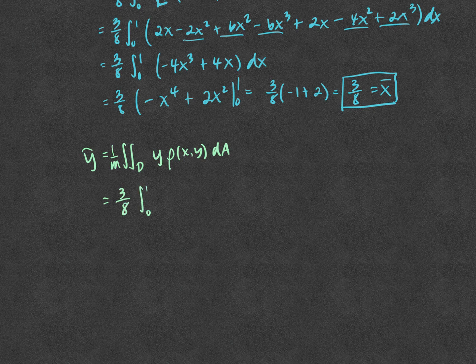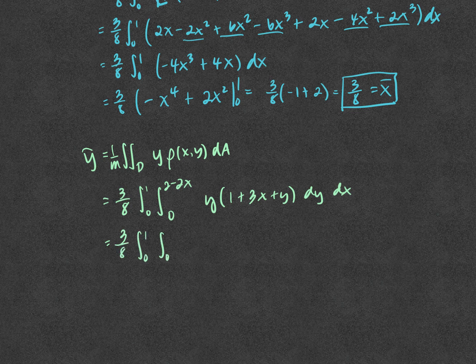We have the double integral, the integral from 0 to 1, the integral from 0 to 2 minus 2x. And we're going to say y times our rho, which is 1 plus 3x plus y, with respect to y, then with respect to x. So we have 3/8, 0 to 1, 0 to 2 minus 2x. When we distribute, we get y plus 3xy plus y squared, and we're going to integrate with respect to y and then with respect to x.